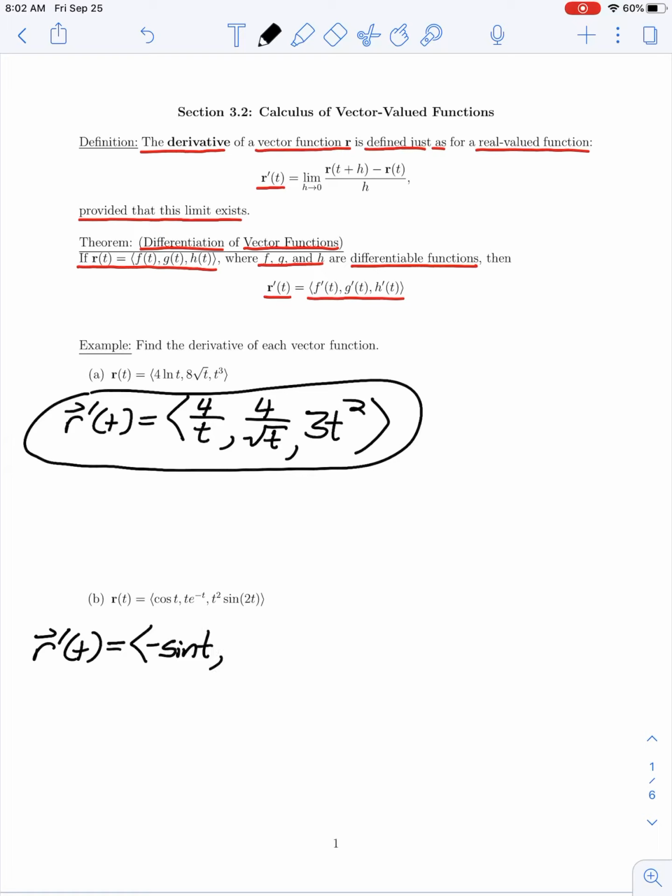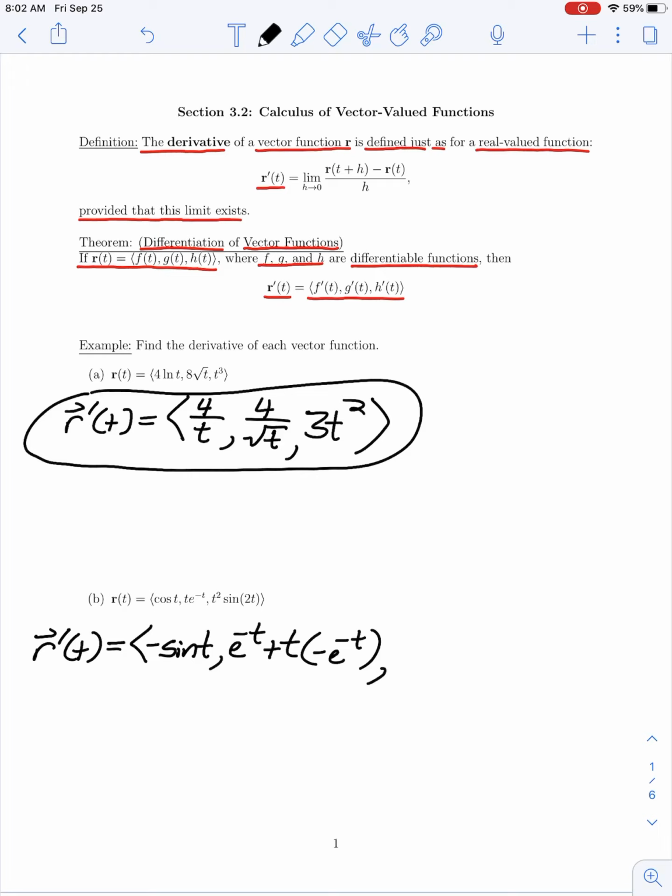For our second component, t times e to the negative t, we need to make use of the product rule and the chain rule. So using the product rule, the derivative of our first factor, t, would be 1, and then we multiply by the second factor, which was e to the negative t. And then we add the product of our first factor, which was t, and the derivative of the second factor, using the chain rule, is negative e to the negative t.